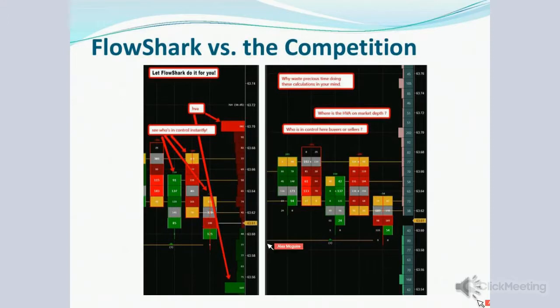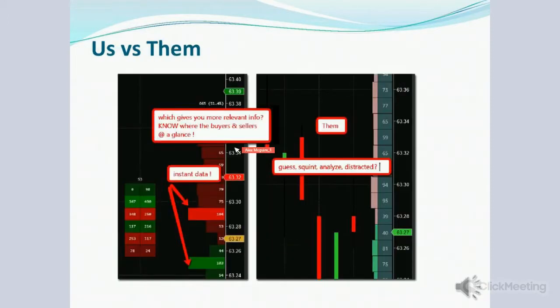Now we go to the next slide. You can see here, you know exactly where they are, which gives you more relevant information. On the left side, you can see the sellers highlighted in red or green. On this side, you can get the numbers, but it wastes a lot of time. So we want to go with the flow.